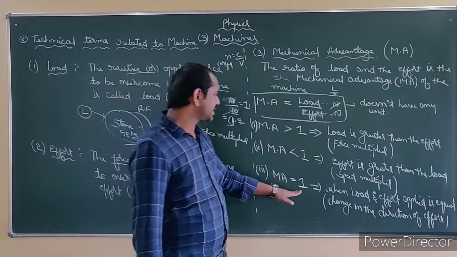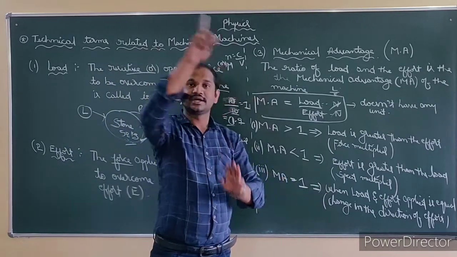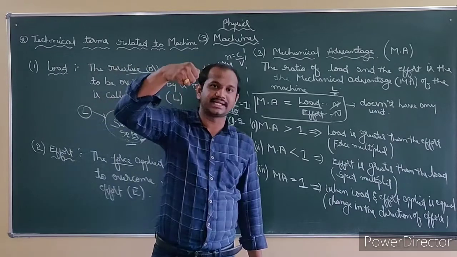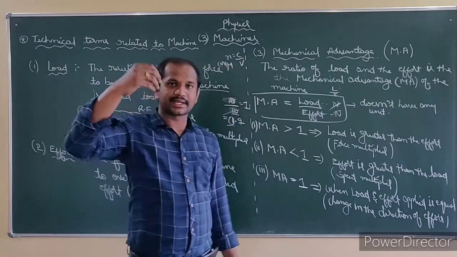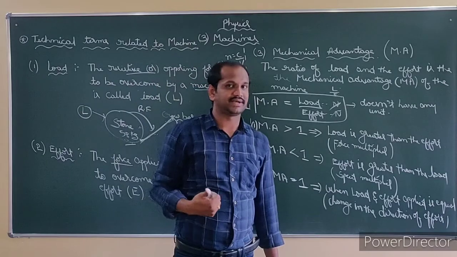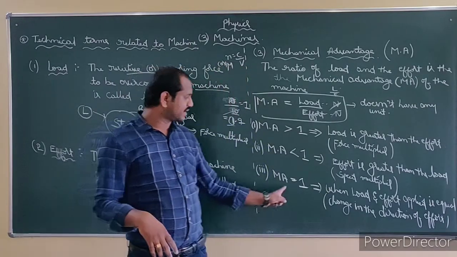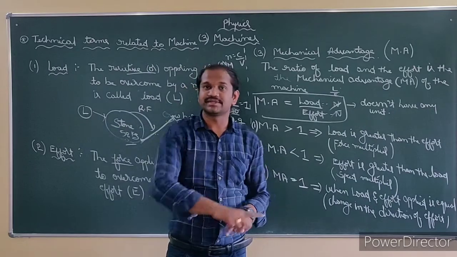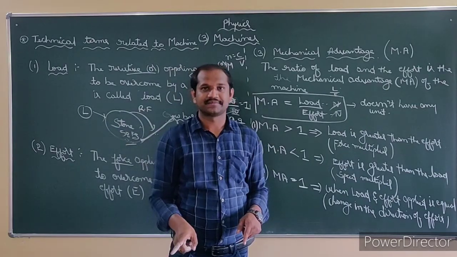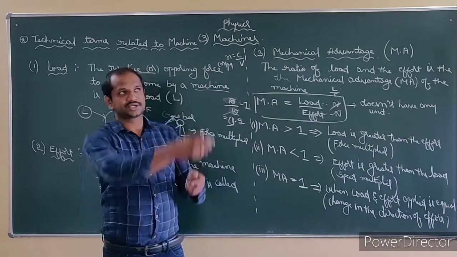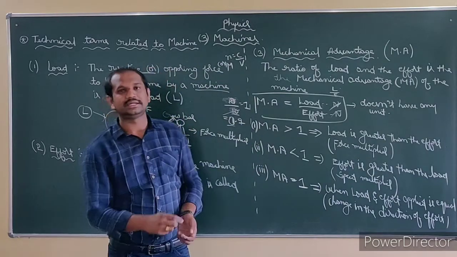Understand? So mechanical advantage is 1 when you are changing the direction of effort. That is a pulley. If you go to a well and take a bucket, you are doing your work against the force of gravity. Then it is very tough. So your mechanical advantage will be equal to 1 when you change the direction of effort. Your force is acting downwards, and you are pulling the pulley also downwards.